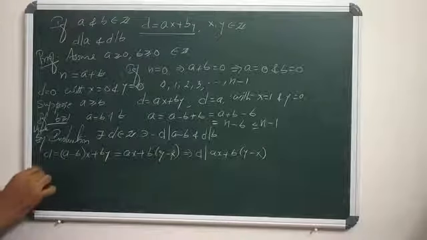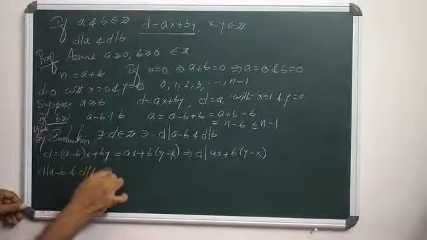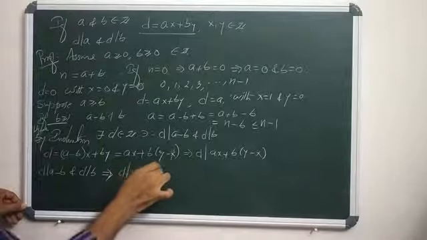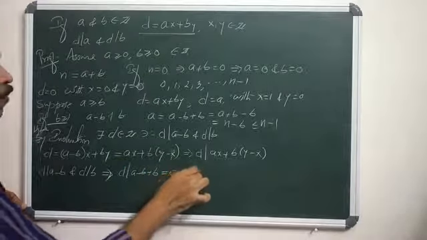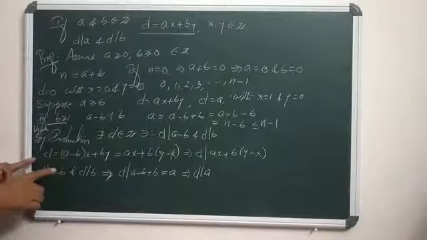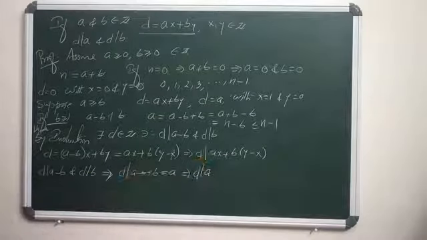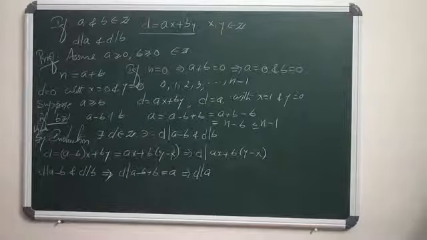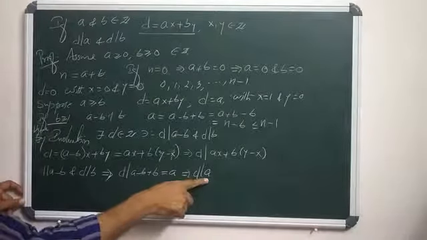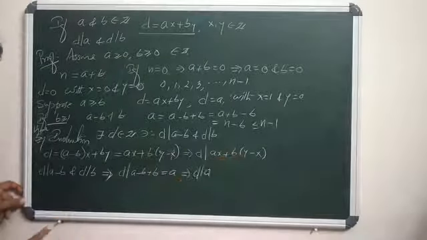Agreed. Moreover, this d divides a minus b and d divides b, then by the property of divisibility, d divides this a minus b plus b, which is a. That implies d divides a. Agreed. Thus we have d divides a and d divides b, and hence d divides ax plus b (y minus x). Hence we have finally d divides a and d divides b, and also d divides ax plus b (y minus x).